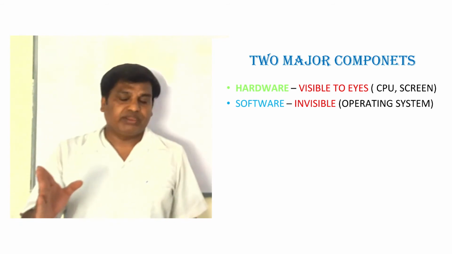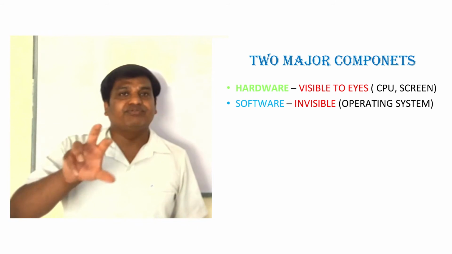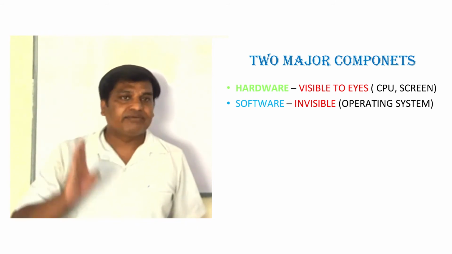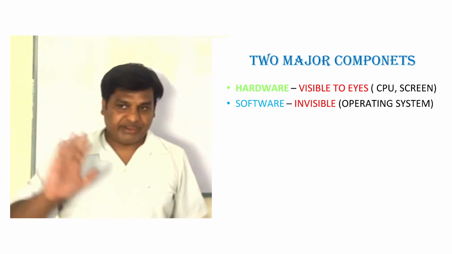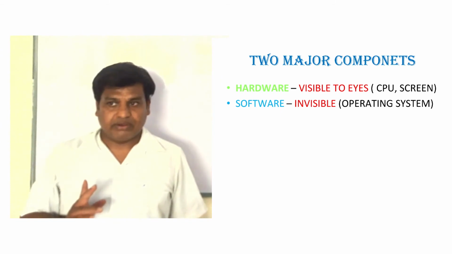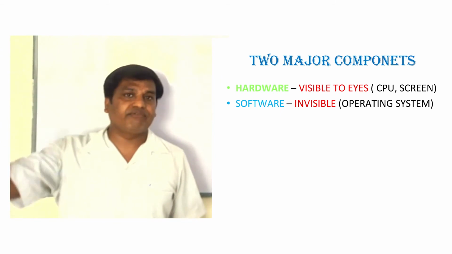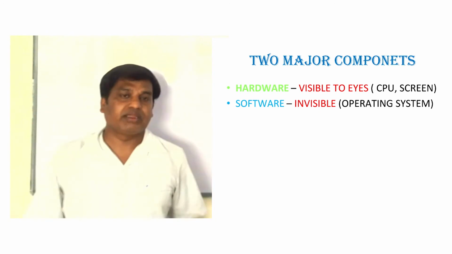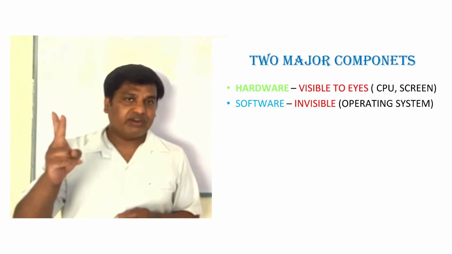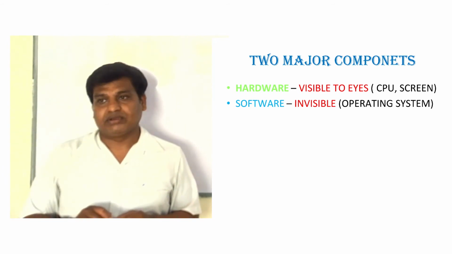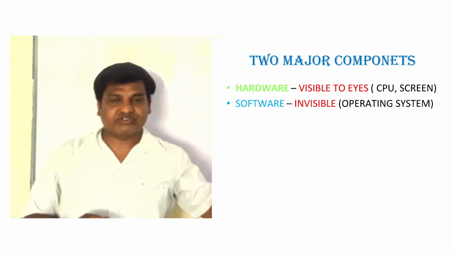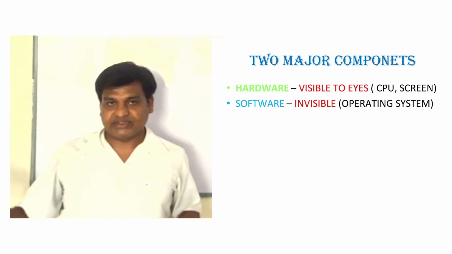Point number two is components which are not visible to us but help the computer to run, which is also called software. There are two types of software. As we go on, we divide the software into two categories: one, system software, and the second, application software. So under software we have two types, system software and application software.